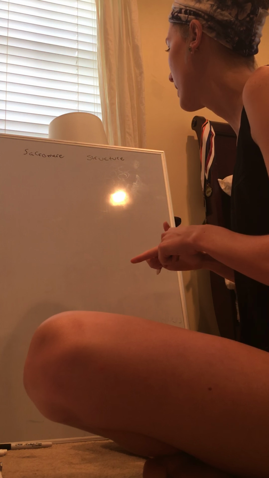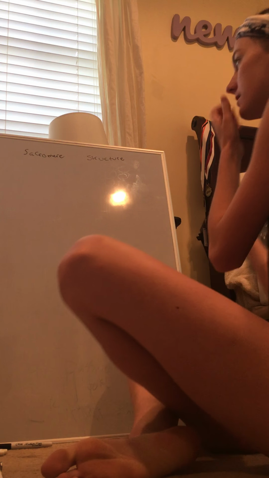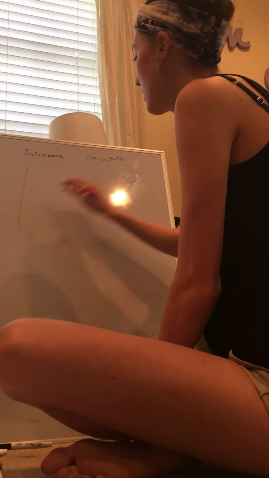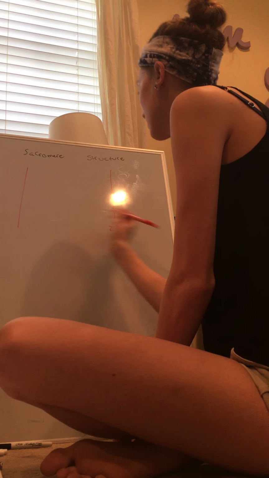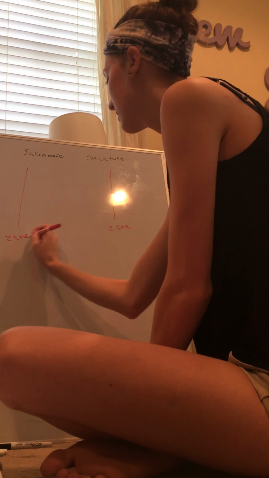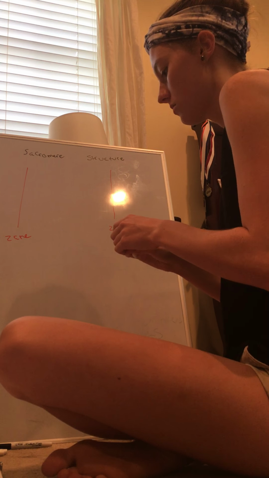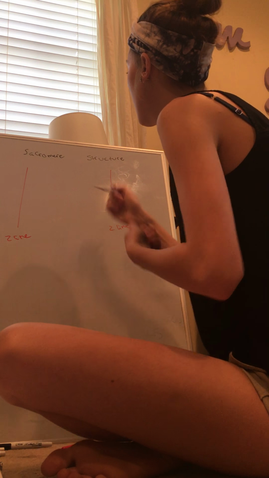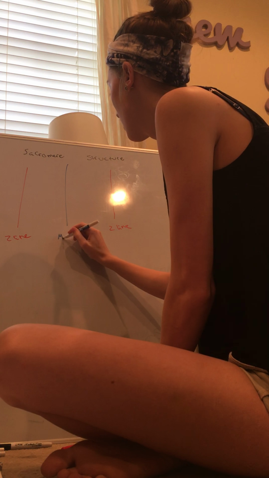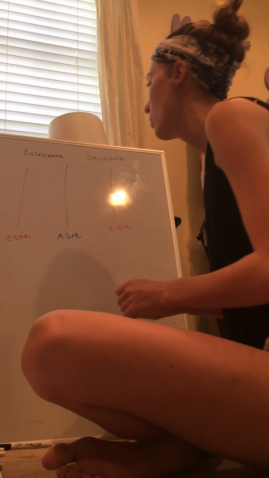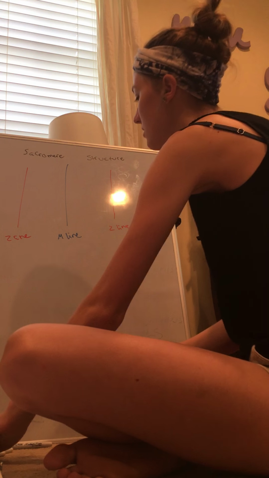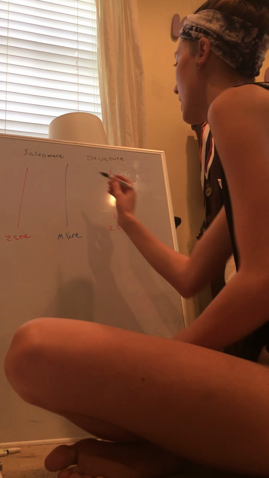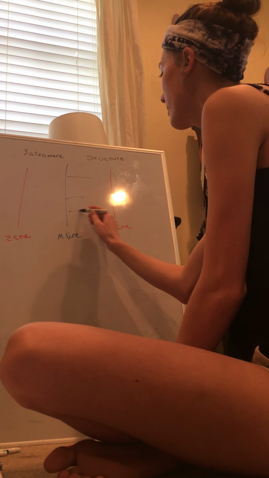So we're going to start by drawing in our Z-lines. We're going to make our Z-lines red. And then we obviously are going to have our M-line in the middle. And these are different because it has to do with what attaches to them. From the M-line, we're only going to have thick filaments attaching. So we'll do our thick ones in black. So we have thick filaments coming off of it.